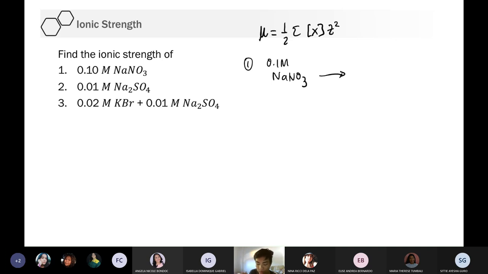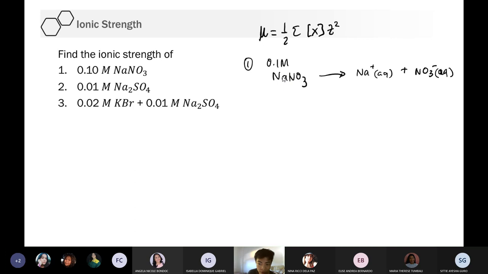Yan ay salt, no? So it will dissociate. Ano yung magiging ions from sodium nitrate? We will have sodium plus ion and nitrate ions. Okay? So, what will be the molarity of sodium ion and nitrate ion? And that can be computed by stoichiometry. Okay? So, kapag 1:1 yung kanilang coefficient, the molarity of sodium nitrate will be equal to the molarity of sodium.